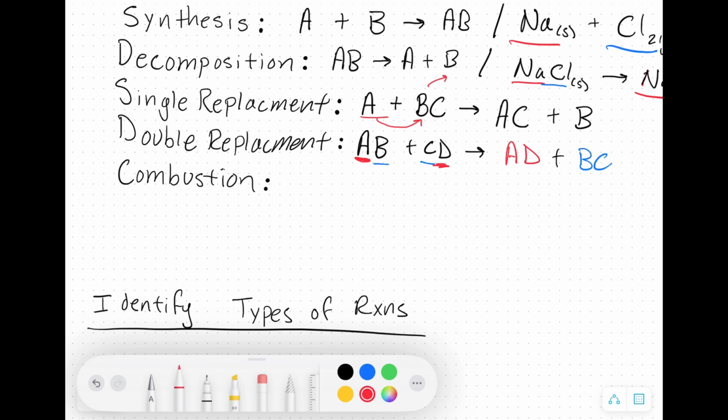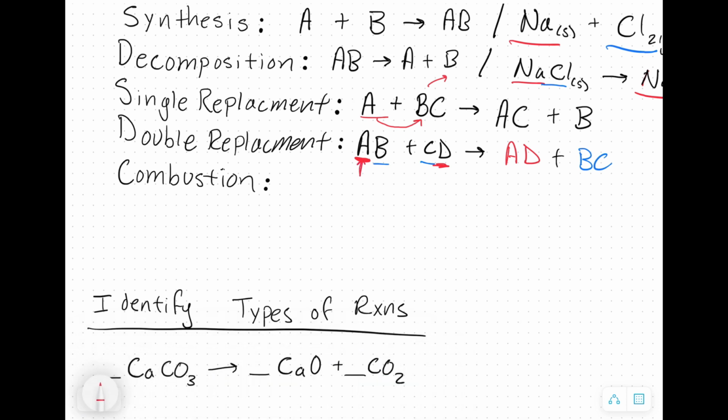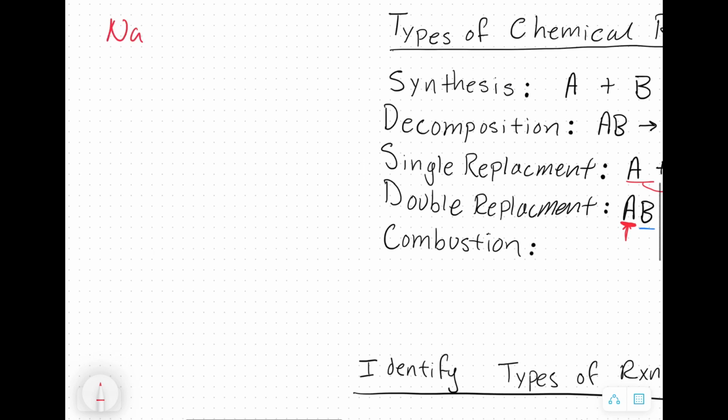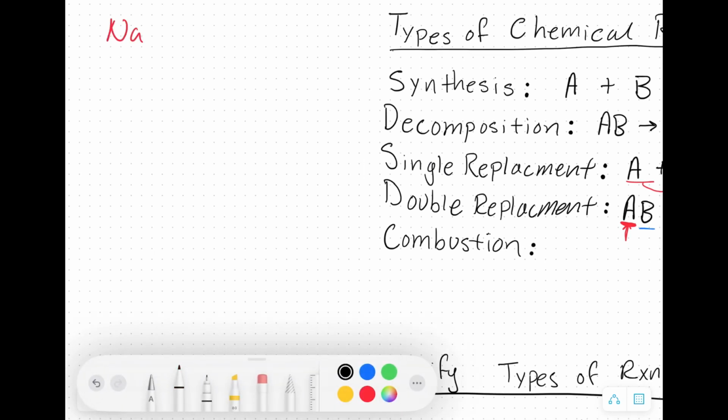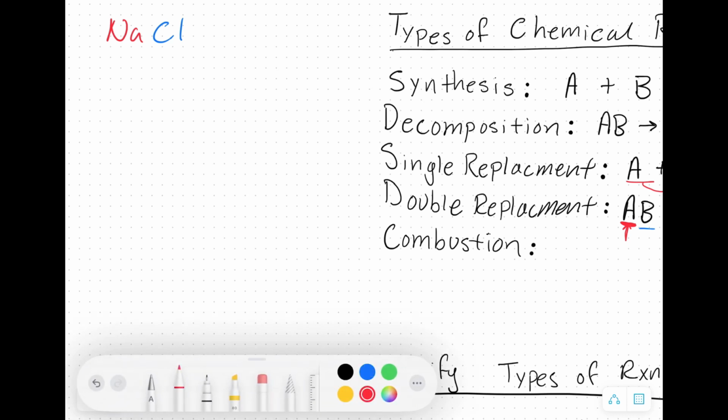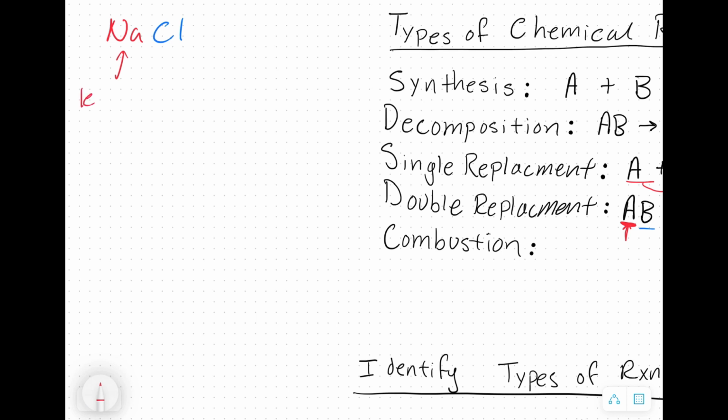Notice that the first element, element A, is going to bind with the last element, element D. That's because if we think about how things are written, like NaCl, generally when we make chemical bonds, we saw that the first element is going to be less electronegative. And our second element is going to be more electronegative.